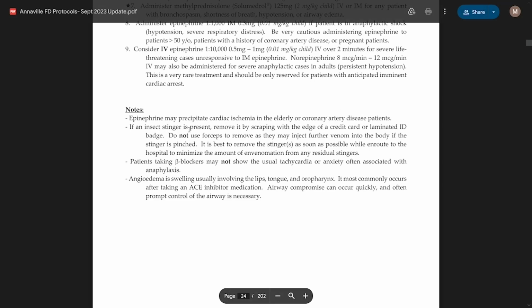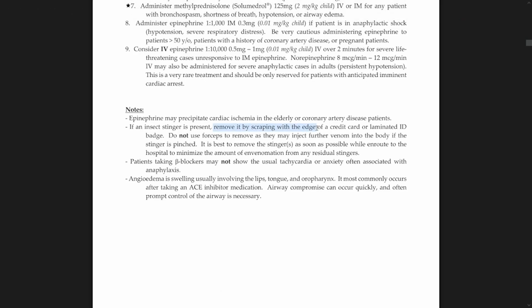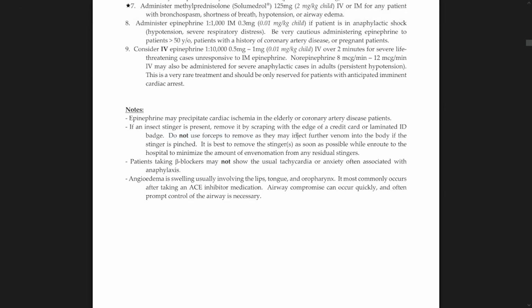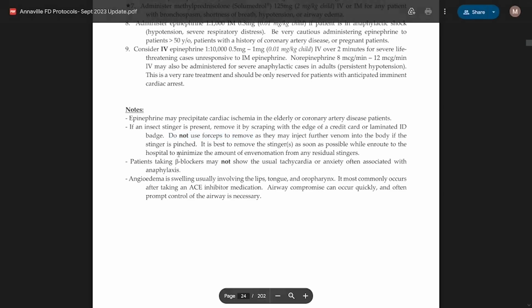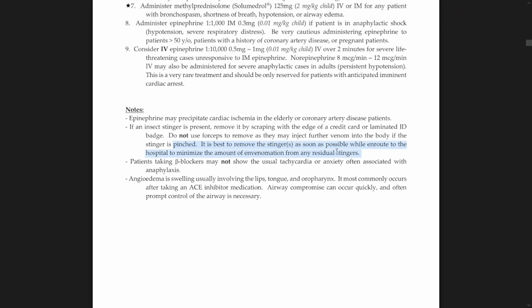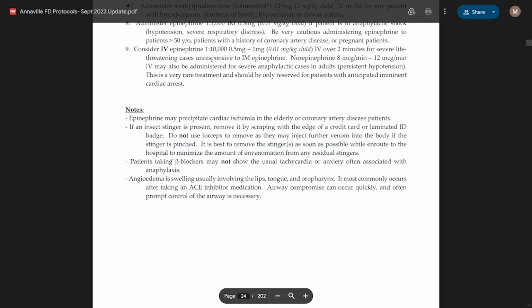If an insect stinger is present, remove it by scraping it with the edge of a credit card or laminated ID badge. Do not use forceps to remove it, as you may inject further venom into the body if the stinger is pinched. It's best to remove the stinger as soon as possible while en route to the hospital to minimize the amount of envenomation from any residual stingers.